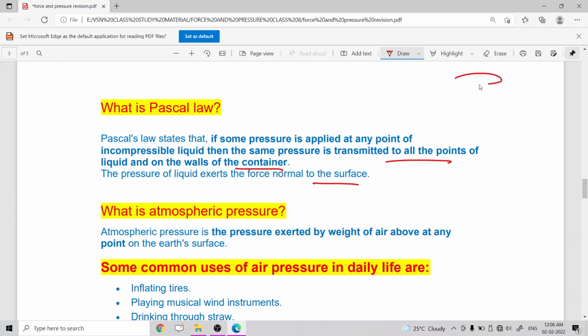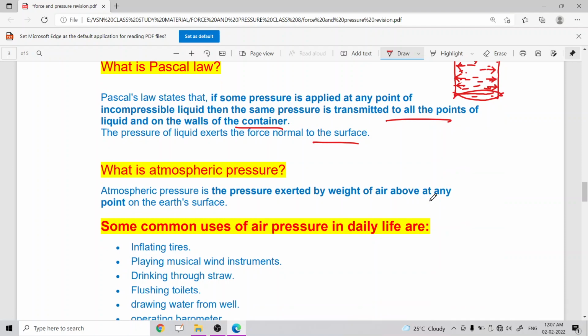Suppose you take one container, and inside this container you take a liquid. If pressure is applied at a particular point, the pressure is distributed in all directions and acts on all surfaces of the container. So this is the simple Pascal's law.